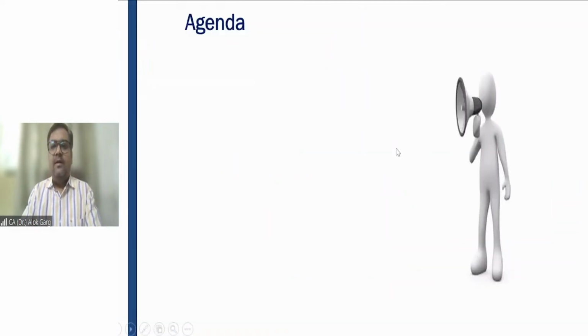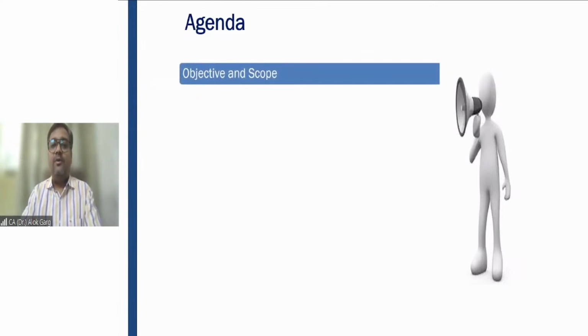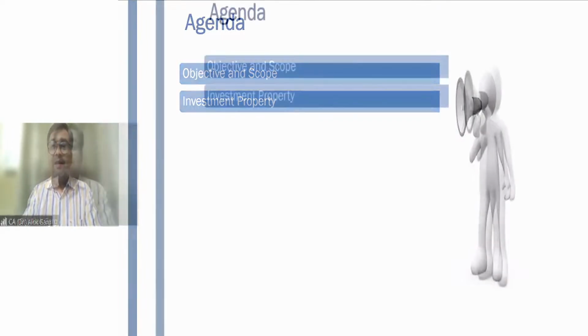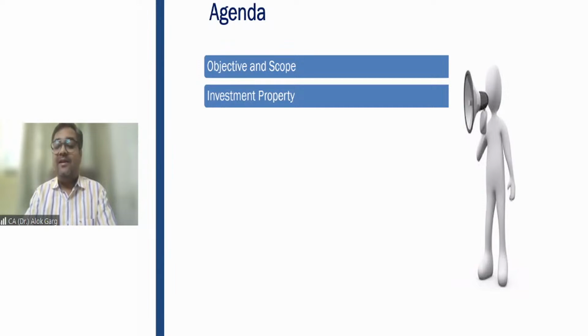Friends, like other standards, in this standard again we have an agenda. When I'm talking about the agenda, of course, I'm going to talk about the objective of the standard and the scope of the standard. The most important part: when we started the PPE standard, we started with the definition of PPE. How many of you are able to remember the definition of PPE? Tell me. I spent around 10-15 minutes to make you understand the definition of PPE. How many of you are aware of the definition of PPE? How many of you are aware of the definition of intangible assets?